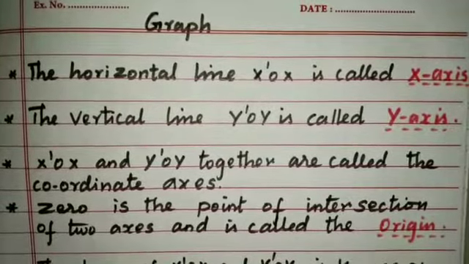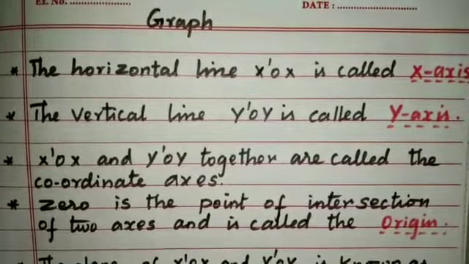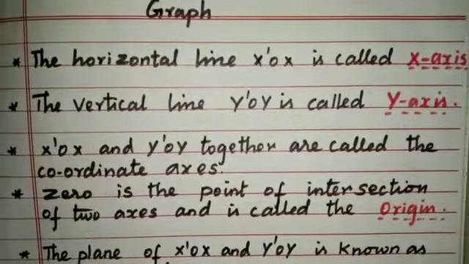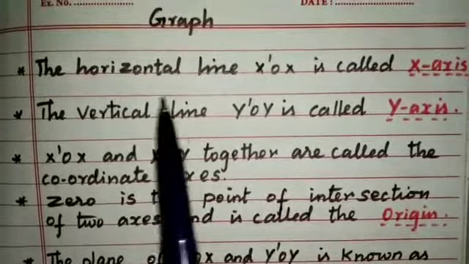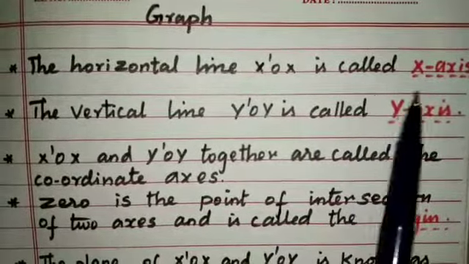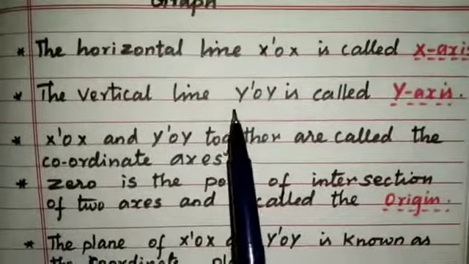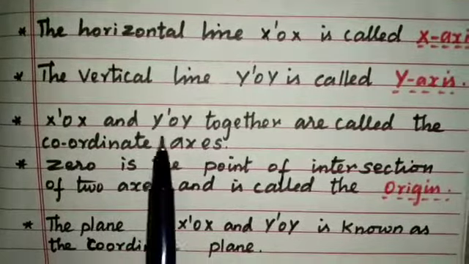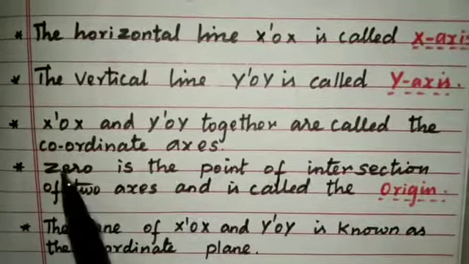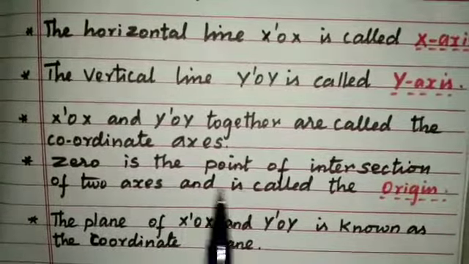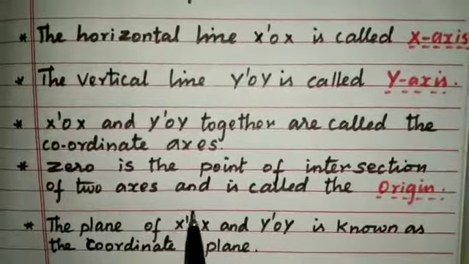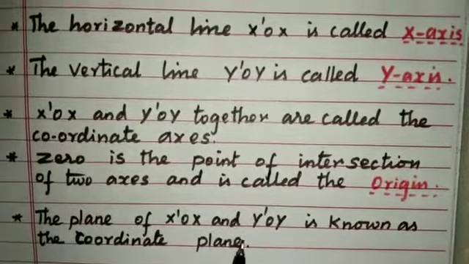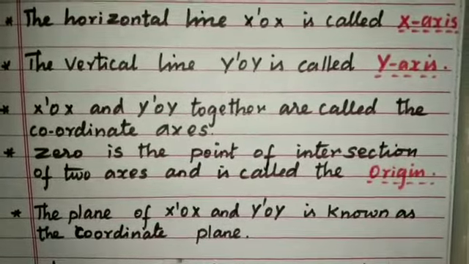In the previous class we learnt how to plot points on a graph sheet and the basic concepts of a graph. Let us have a small recap. The horizontal line X'OX is called the x-axis. The vertical line Y'OY is called the y-axis. X'OX and Y'OY together are called the coordinate axes. O is the point of intersection of the two axes and is called the origin. The plane of X'OX and Y'OY is known as the coordinate plane.